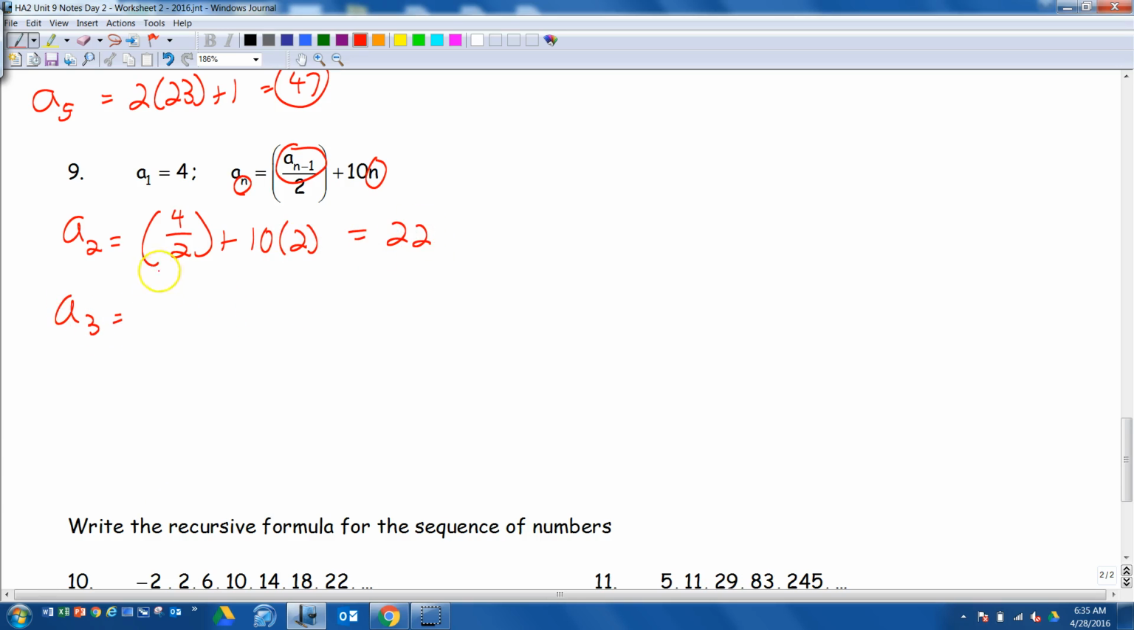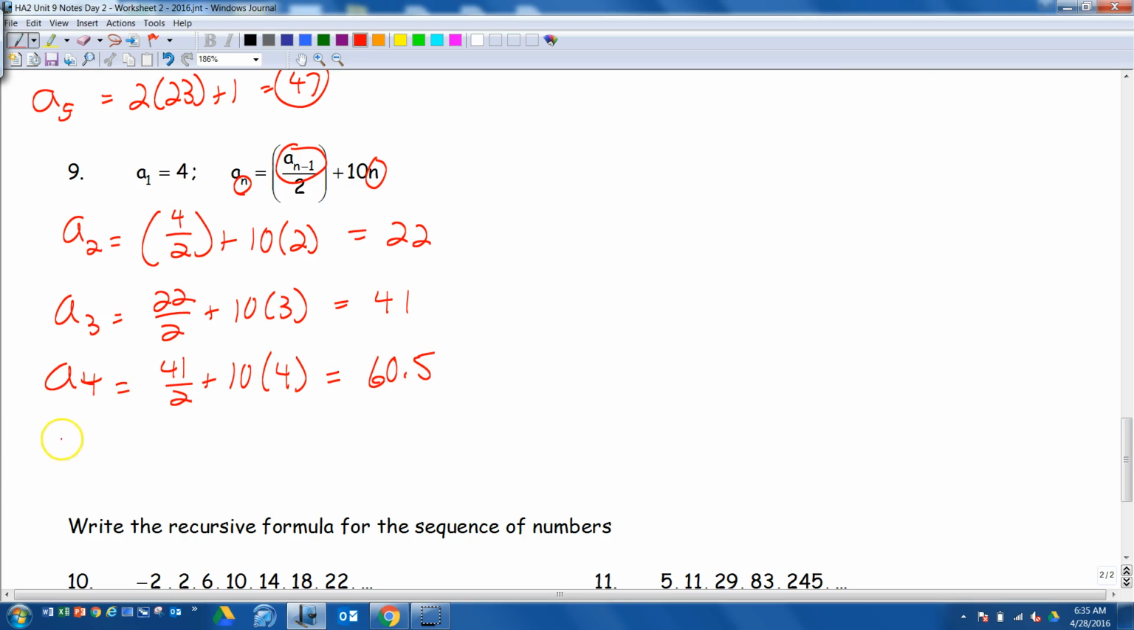A sub 3 is equal to the previous term, which is 22 over 2, plus 10 times we're now on the third term. So you get 11 plus 30, which is 41. A sub 4 is equal to the previous term over 2, plus 10 times n, which n is 4 because we're on the fourth term. So 40 plus 20.5 is 60.5. And then a sub 5 is equal to 60.5 divided by 2 plus 10 times 5. So that's 50 plus that, and you get 80.25.